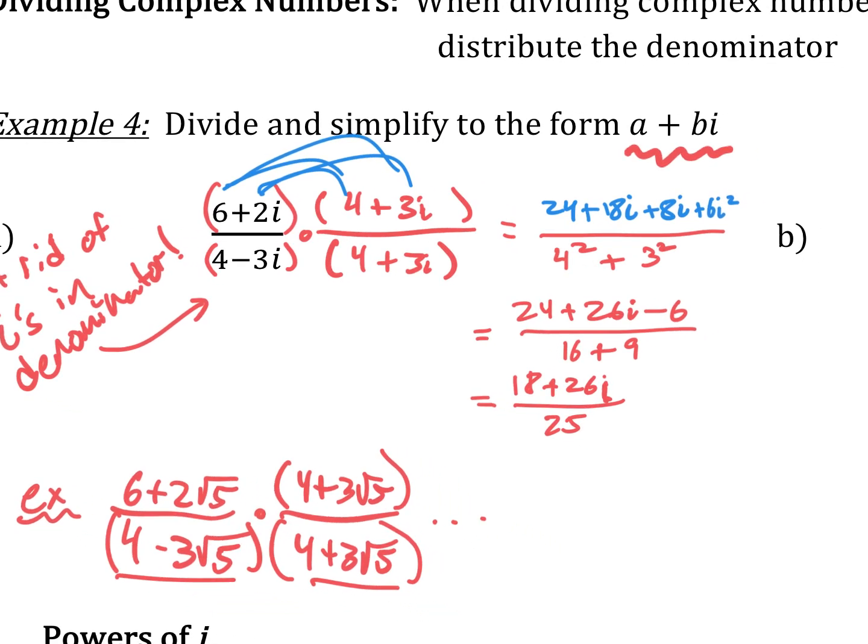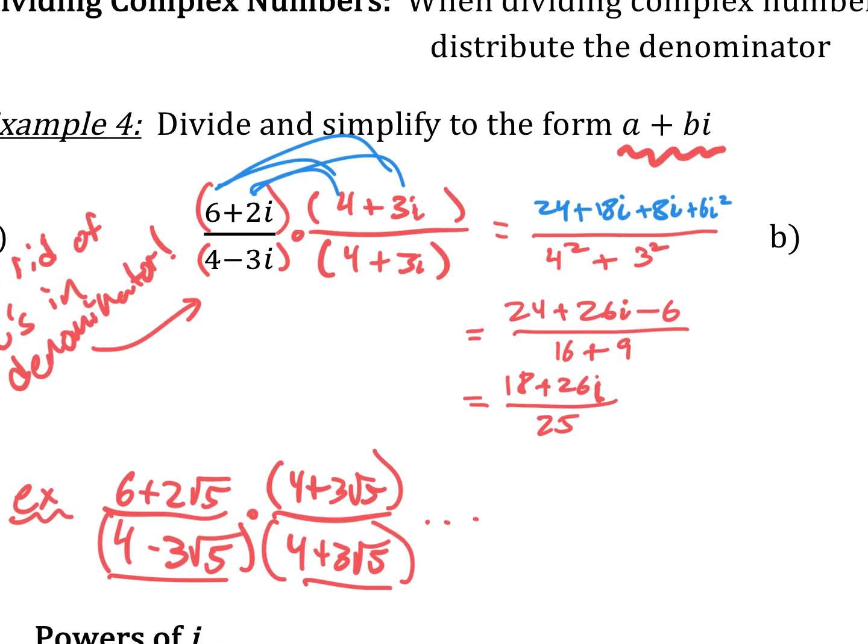Okay, now we're almost done. The last thing is we want to write this in standard form. We call this a plus bi, standard form for a complex number. And the problem is this isn't, because of the fraction. So let's divide this out. Which number does this 25 divide? Does it divide the 18 or does it divide the 26? The answer is both.